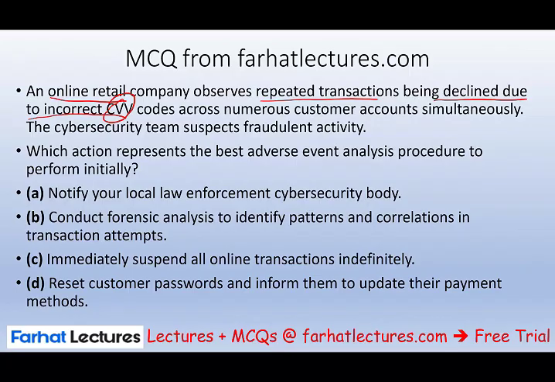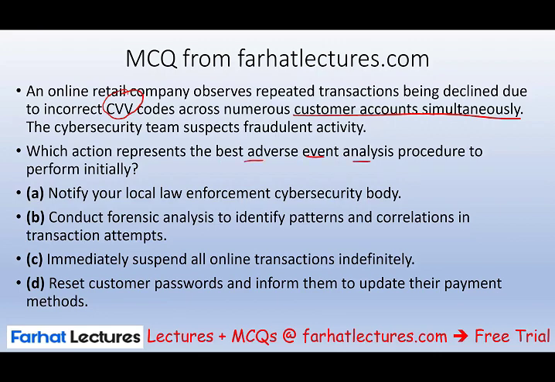It's usually 3 digits. And why? Because if you have the credit card in your hand, then you can see the numbers, the date, the expiration date, and you still need that third piece, the CVV. Now what's happening, transactions are being declined because of this CVV across numerous accounts simultaneously. So we suspect fraudulent activities. What action best represents an adverse event analysis procedure to perform initially?